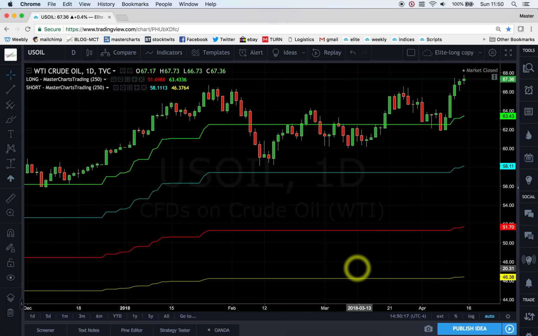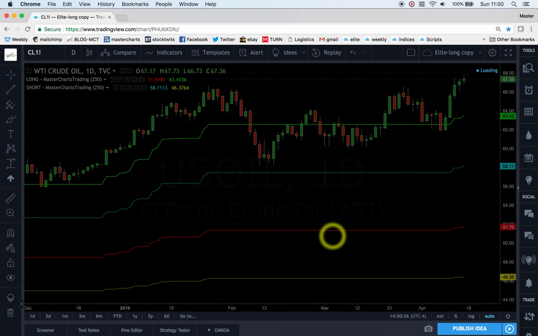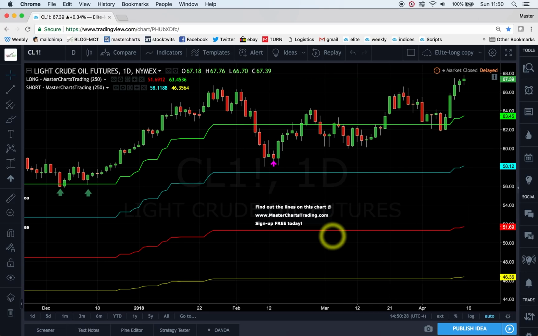Alright, here's US oil, which is a CFD, contract for difference, that you could trade in Europe. In the United States we have light crude oil futures here. If you are a subscriber, then I sent an alert here on the 13th of February of this year, and you can see it went to fresh highs. So oil is currently in decent demand.